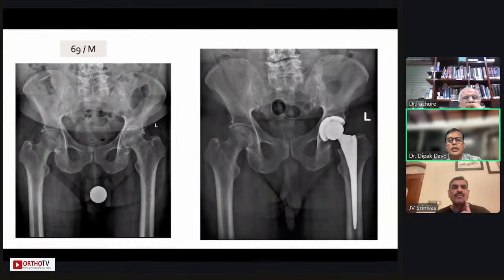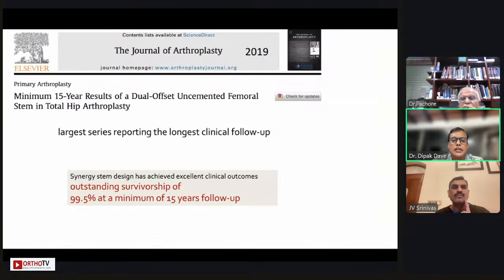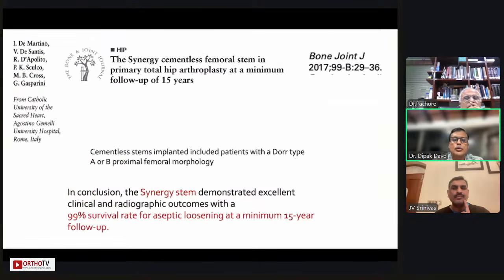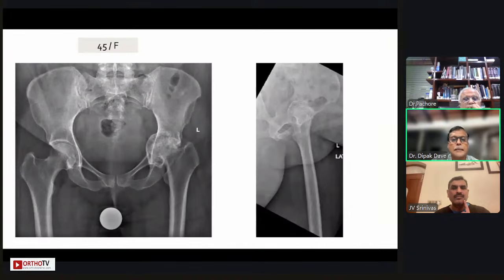So again, one more example, a 69-year-old male, Synergy type of stem. If you look at the literature, there is 99.5% survival with a minimum of 15 years of follow-up with this kind of stem. But slowly this usage is coming down because of the length, and when it comes to revision, it is very difficult to revise these stems. Removal of these stems is very, very challenging.